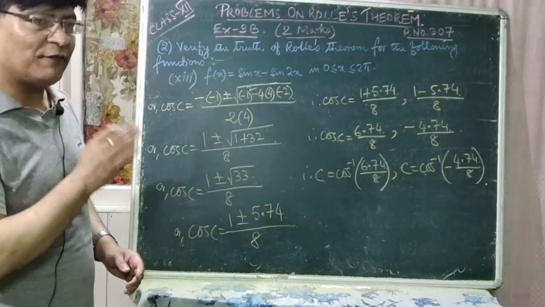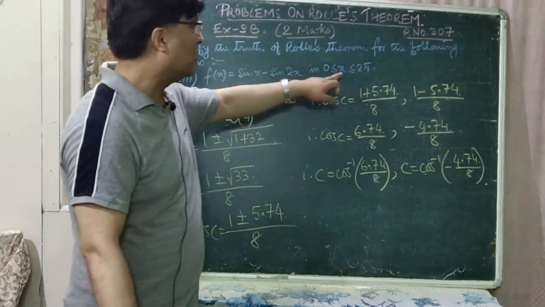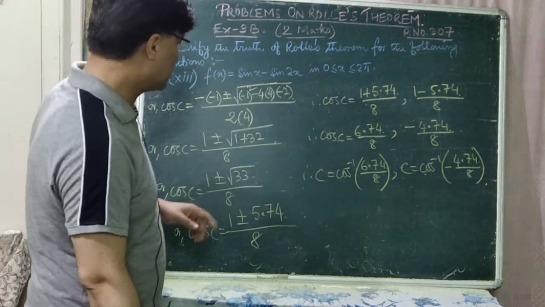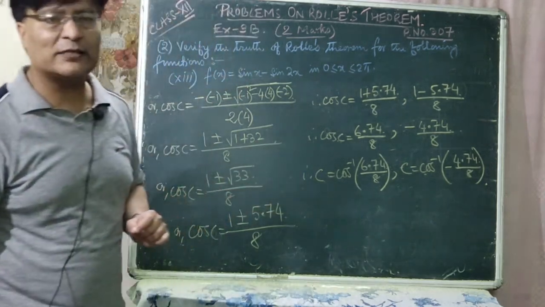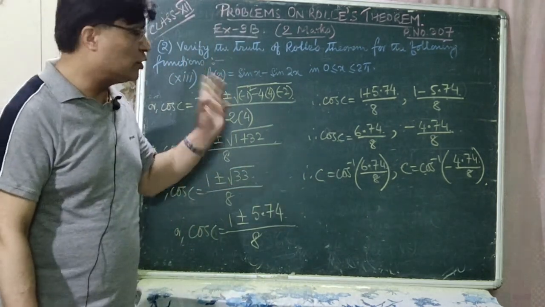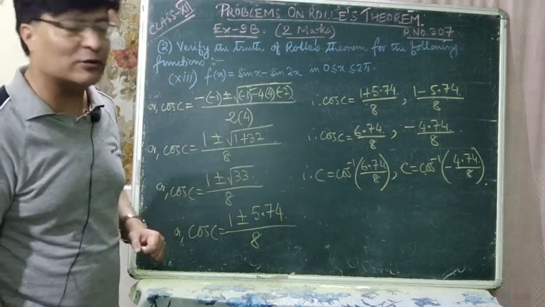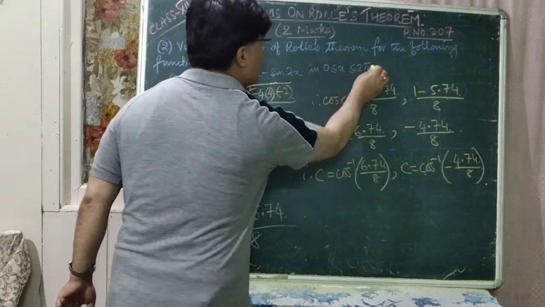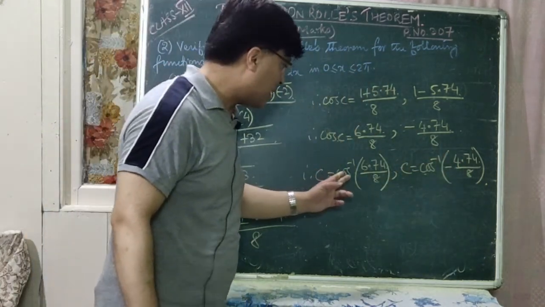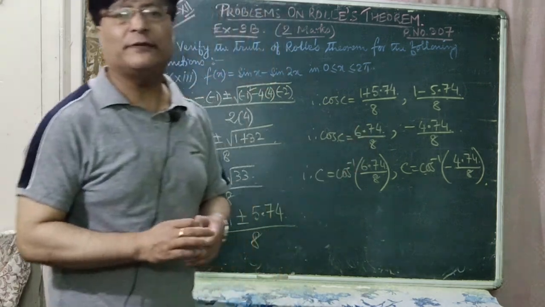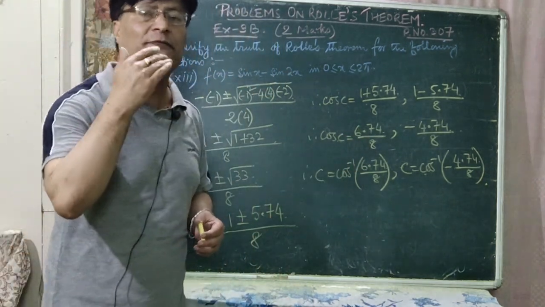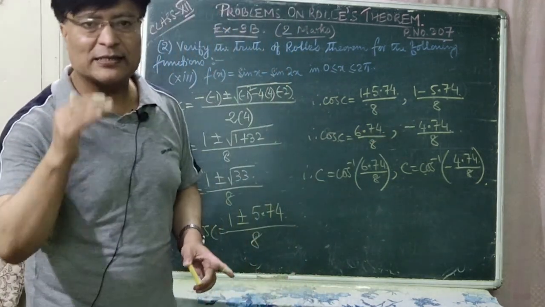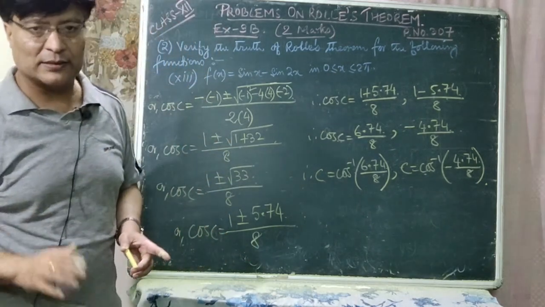So here the condition is given that x lies within 0 and 2 pi, isn't it? So in this case there exists at least one value of x, say x is equal to c lying between 0 and 2 pi, such that f dash of c is equal to 0. That means this value of c lies within 0 and 2 pi. If cos c is positive, it lies in the first and fourth quadrants, and if cos c is negative, it lies in the second and third quadrants. Is that clear?